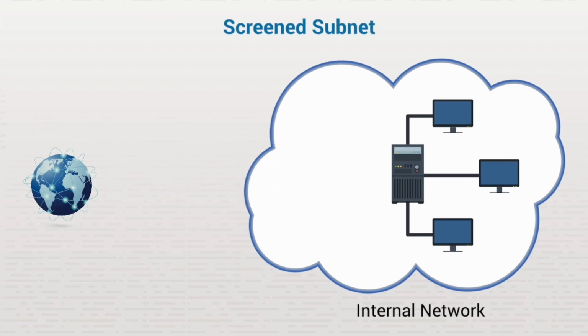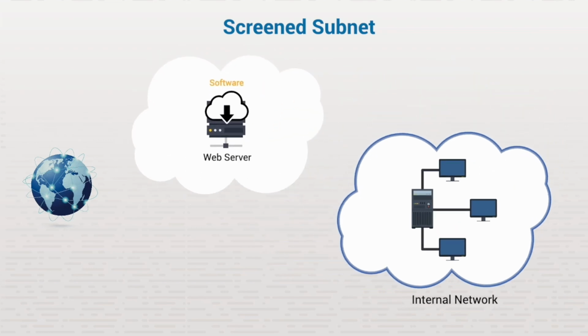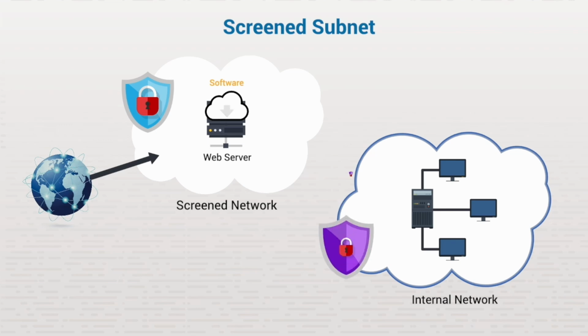You can create the subnet using one or two firewalls. Basically, you divide the network into two or more zones of different levels of security. The first zone is accessible by customers on the internet while still maintaining some level of security. This is your screen network and where you'd put your web server. The second zone, your internal network, is not accessible by customers and has a high level of security.